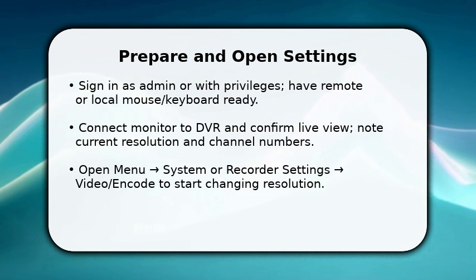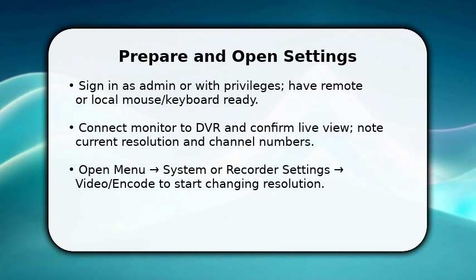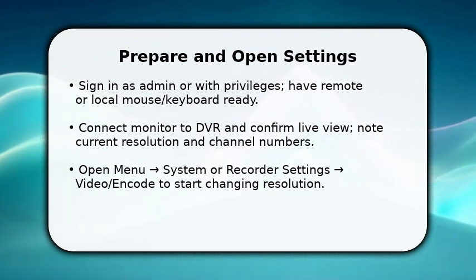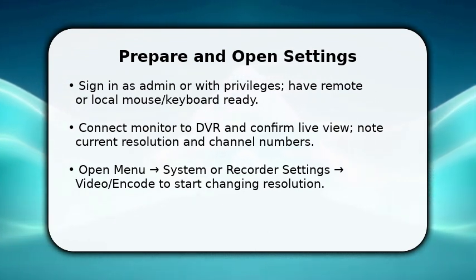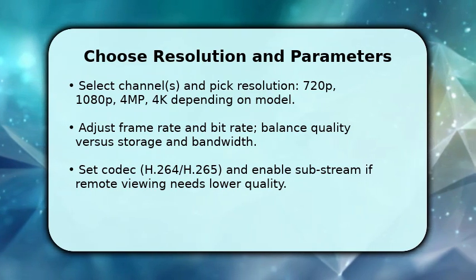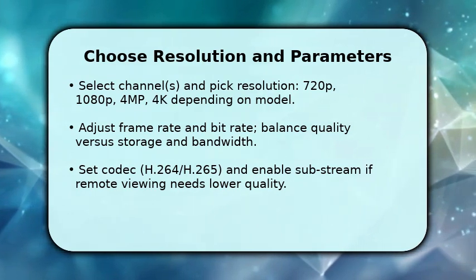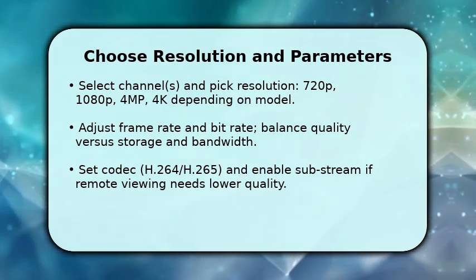Take note. Now select the channel you want to modify so you can edit resolution, frame rate, and bitrate without affecting others. Once you've selected a channel, choose the desired resolution such as 720p, 1080p, 4MP, or 4K if supported. Make sure to adjust frame rate and bitrate together. Higher frame rate needs more bandwidth, so reduce bitrate if storage is limited.